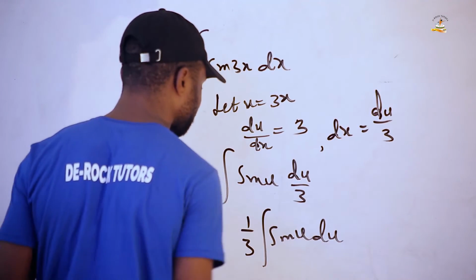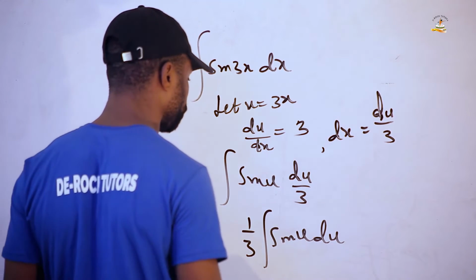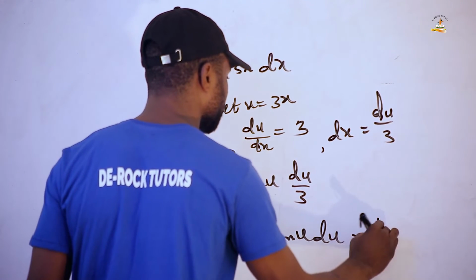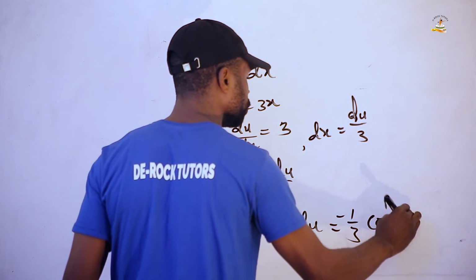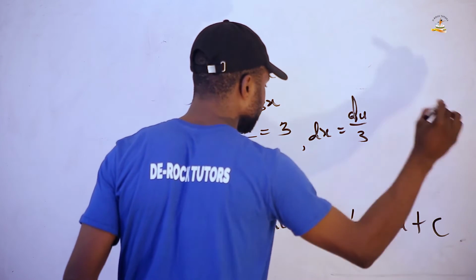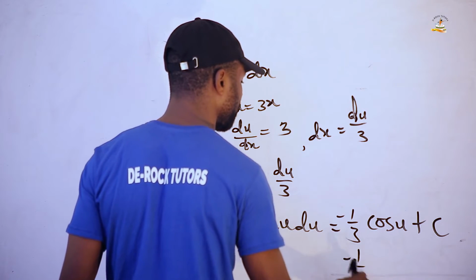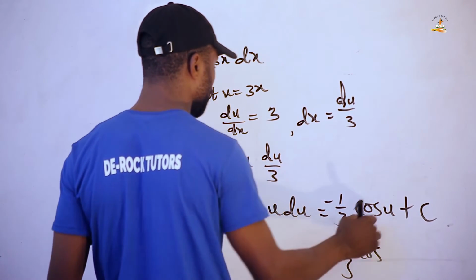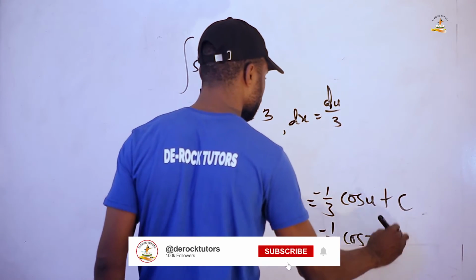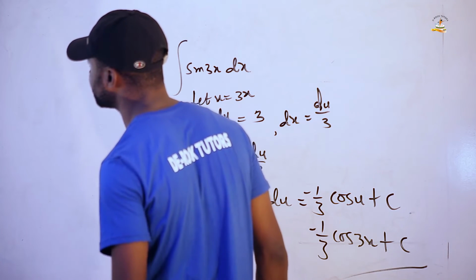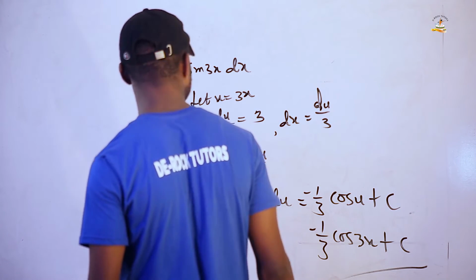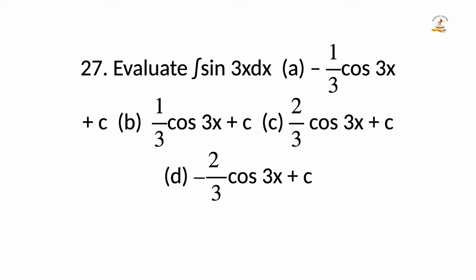When you integrate sine u, you have minus cos u. The answer, therefore, is 1 over 3 times minus cos u plus c, which is minus 1 over 3 cos u. Since our u is 3x, we substitute it. We have the answer. So if you study the options, you will understand that the correct option here is minus 1 over 3 cos 3x, and that is option A. We move on.